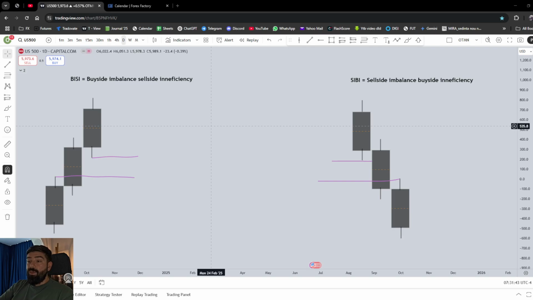Personally, I use fair value gaps as entry zones only when they align with other ICT concepts like order blocks, break of structure and market structure shifts, and liquidity. One fair value gap alone is like Tinder without the profile pic. Could be gold, could be a trap.